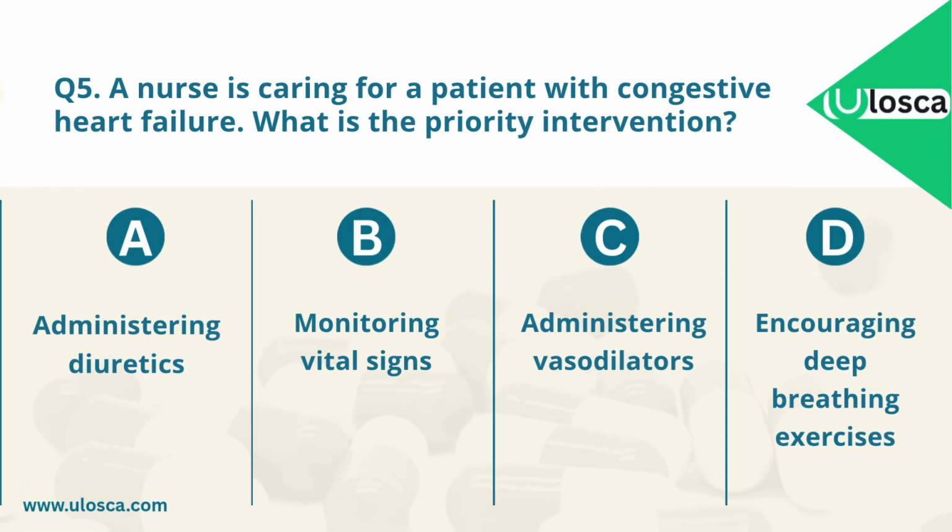Question 5. A nurse is caring for a patient with congestive heart failure. What is the priority intervention? A. Administering diuretics. B. Monitoring vital signs. C. Administering vasodilators. D. Encouraging deep breathing exercises. Which one is the correct answer?